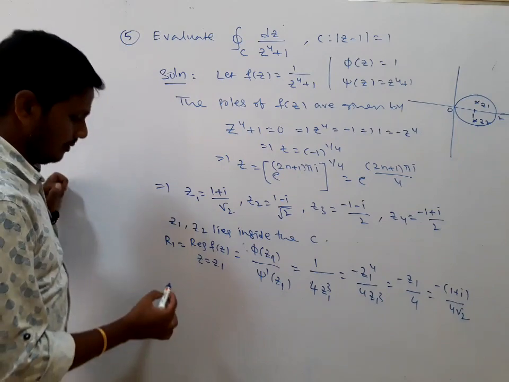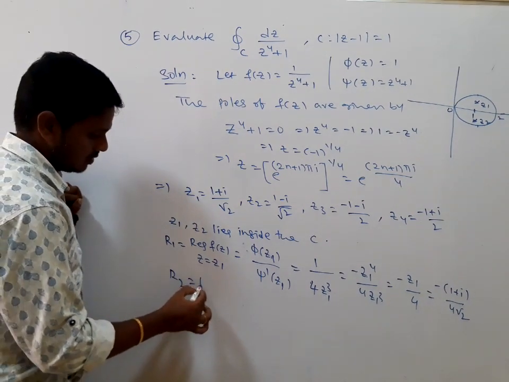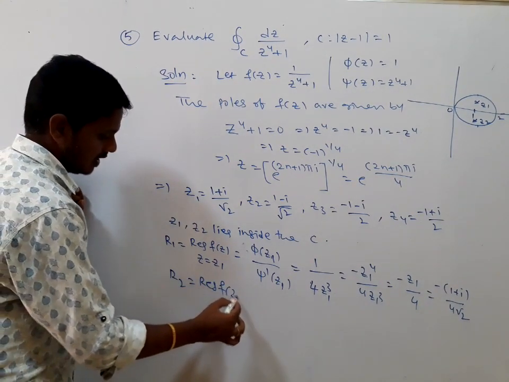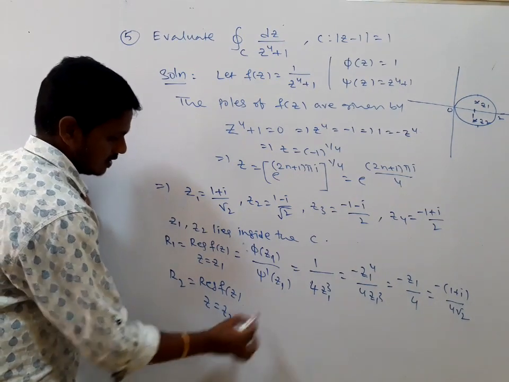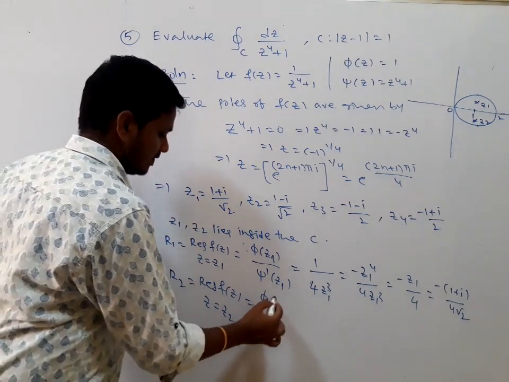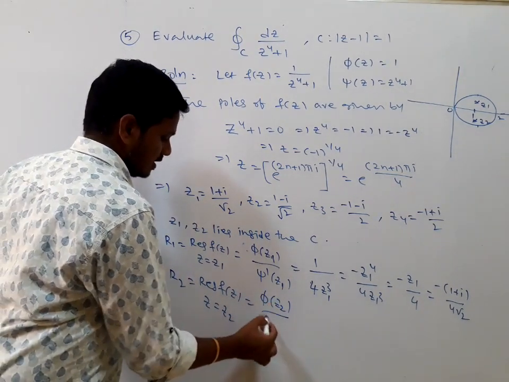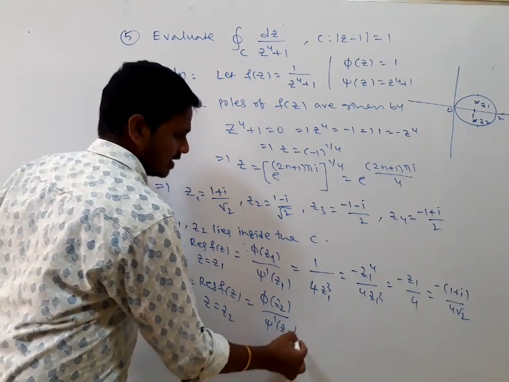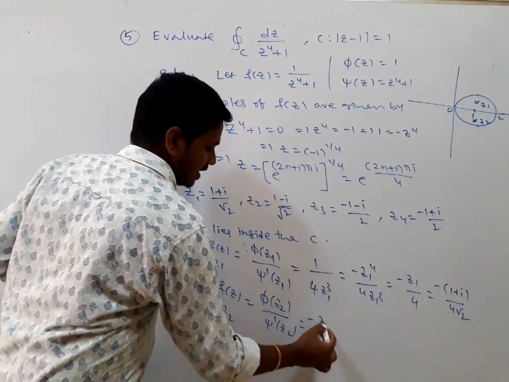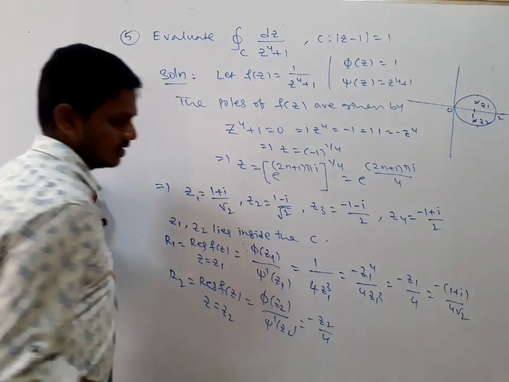In the same way, R2 is the residue of f of z at z equals z2, which is phi of z2 divided by psi dash of z2. You will get the same thing: minus z2 divided by 4. See, it is the same way.